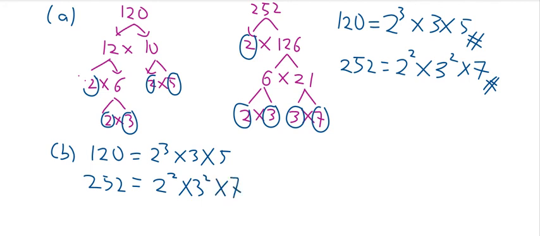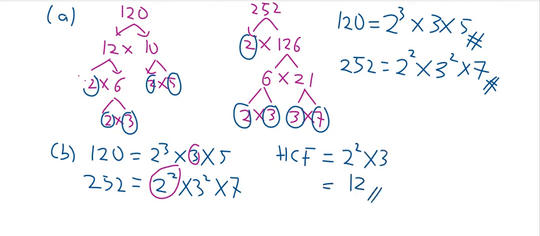So here I will take the lowest power of the factors. I know that they have 2 in common, but the lower power will be 2 power 2, and the next one will be 3. They both have 3, but the lower power is 3 power 1, and 5 and 7 are not related at all. So this is already your HCF. So HCF will be 2 power 2 times 3. So here 2 power 2 times 3 will be 12. Okay, so that's for the HCF.